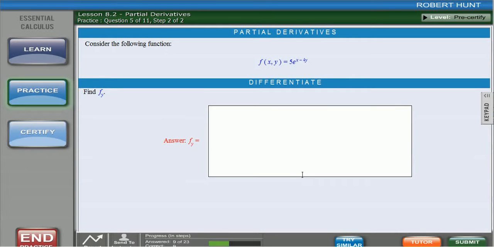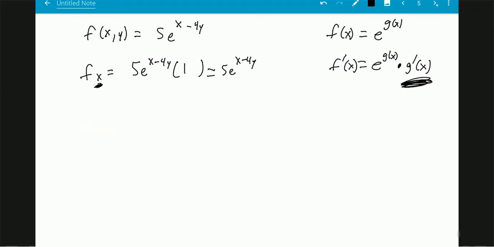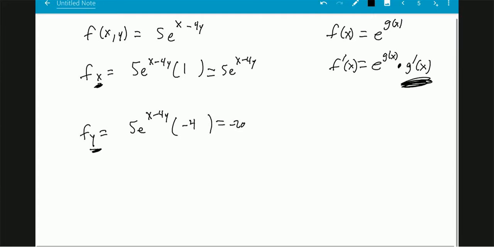Okay, and then the derivative with respect to y, same exact idea. I'm going to rewrite it, 5e to the x minus 4y. But when I do the derivative here, I need to do it with respect to y this time. So the derivative of x would be 0. The derivative of negative 4y would be negative 4. You can leave it like that if you want. I'm going to go ahead and say 5 times negative 4 is negative 20. It's just a little bit less to type in. And that's simple enough to do.